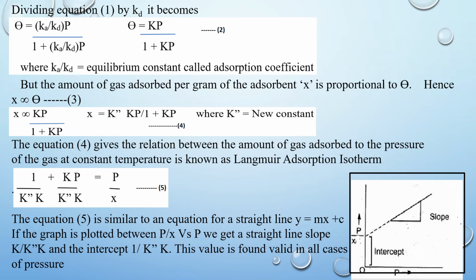Now this equation gives a relationship between the amount of gas adsorbed and the pressure of the gas at a constant temperature, which is known as the Langmuir adsorption isotherm. The above equation 5 is similar to the equation of a straight line, y is equal to mx plus c. So if a graph is plotted between P by X versus P, we get a straight line with slope K by K dash, K and intercept 1 by K dash K. This is found valid in all cases of pressure.